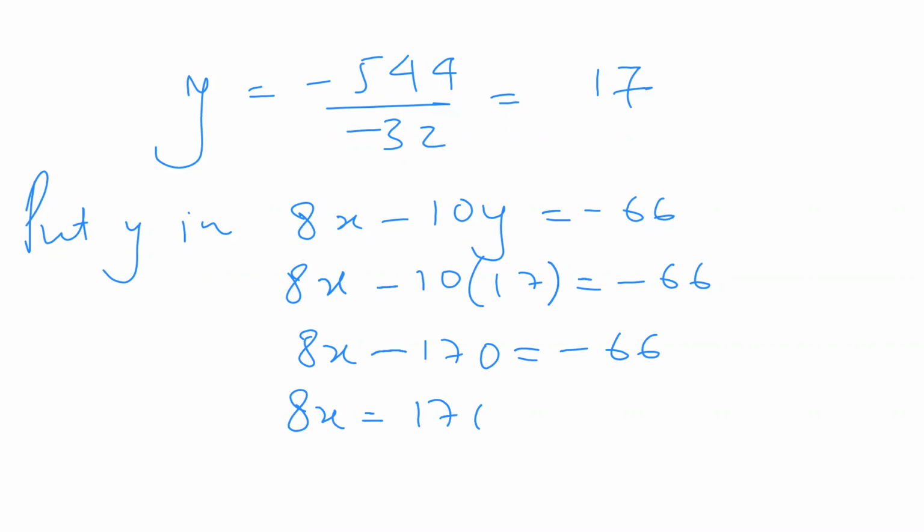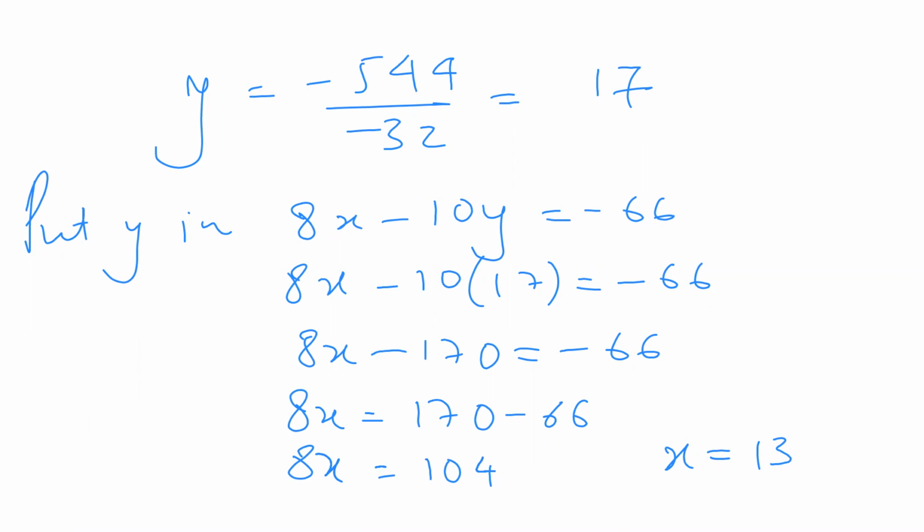8x is equal to 170 minus 66. This minus 170 went on the other side and it became plus 170. So 8x is equal to 170 minus 66, which is equal to 104. So if you solve this, you'll get the value of x as 104 divided by 8, that is equal to 13. So we simultaneously solved both the equations and we got the values of x and y.